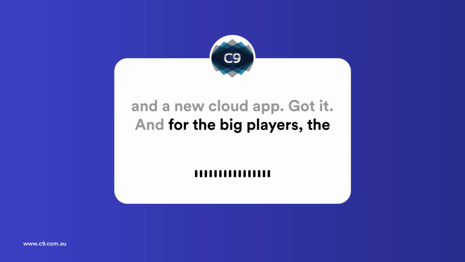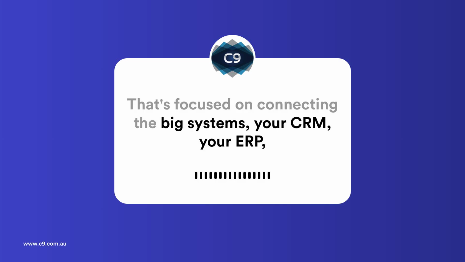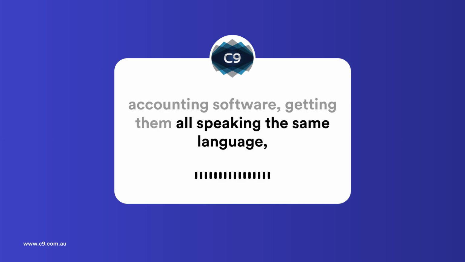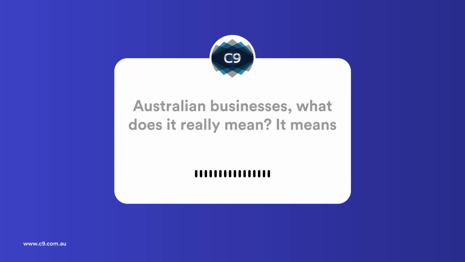Got it. And for the big players, the enterprises, there's Enterprise Application Integration, or EAI. That's focused on connecting the big systems, your CRM, your ERP, accounting software, getting them all speaking the same language, sharing data effortlessly. So if you tie all this together, for Australian businesses, what does it really mean?